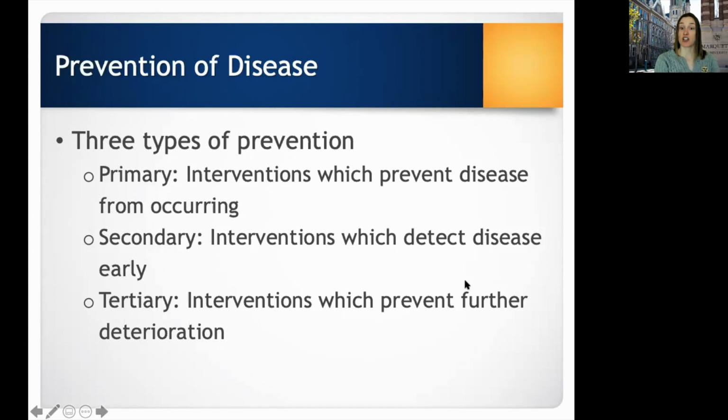Secondary are interventions which detect the disease early. So screening tests for cervical cancer, screening tests for breast cancer, things like that. That's catching it early. And then tertiary interventions prevent further deterioration after you get the disease. You prevent complications, mortality and morbidity from occurring with these diseases.